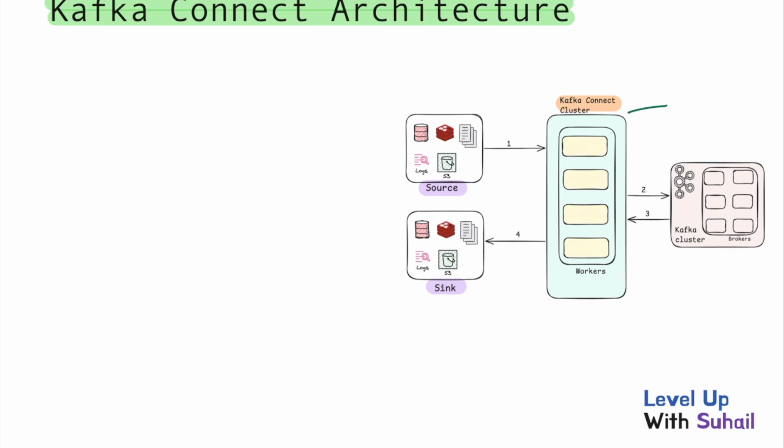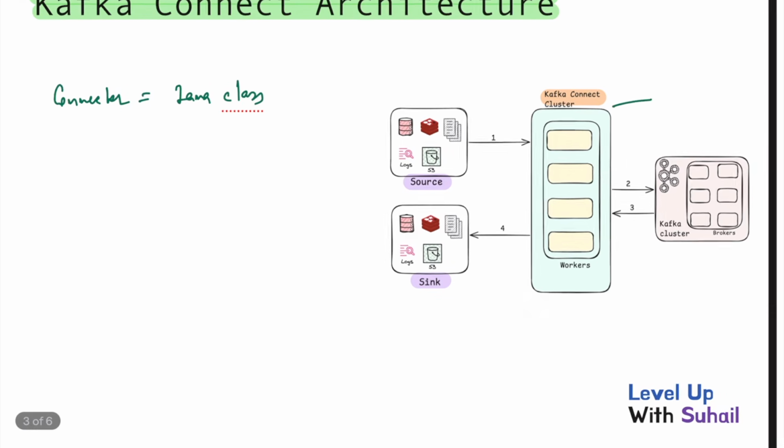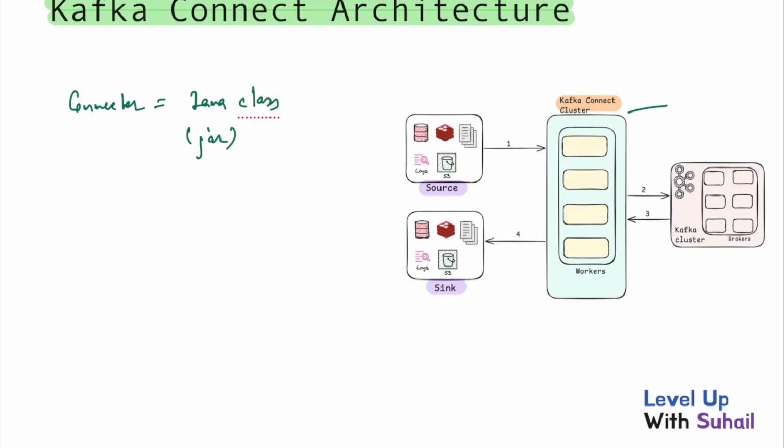So in simple terms, a connector is a Java class which you specify in the configuration. It is packaged as a jar and it is loaded by the worker. Now, as I mentioned, where do these jar files live? That is the plugin path, right? I'll explain better when I demonstrate this Kafka Connect.